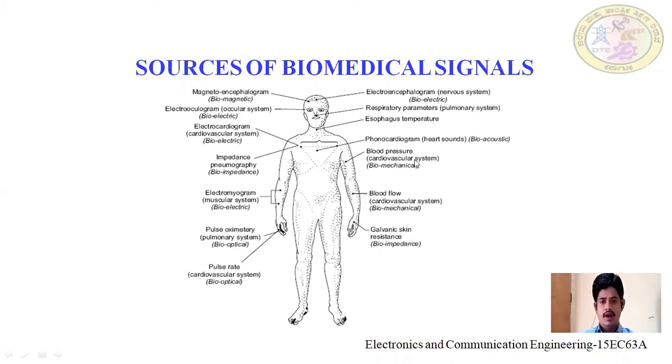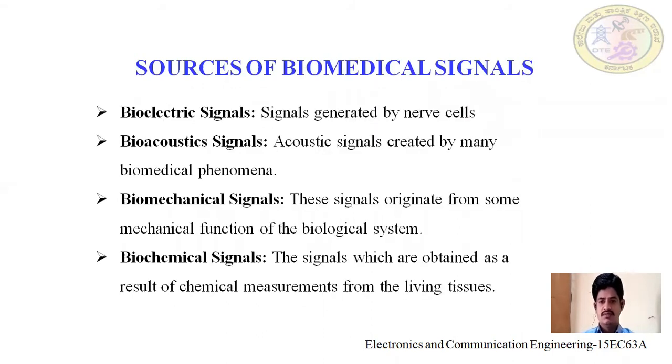Keeping these points in mind, we can deal with the different sources. Coming to this slide, we'll be dealing with the different sources of the biomedical signals one by one. The first one, the bioelectric signal: it means the electrical signal generated by the human body. Normally we know the electrical signal, but here it's not just electric, it's bioelectric. These signals are generated by the nerve cells of the human.